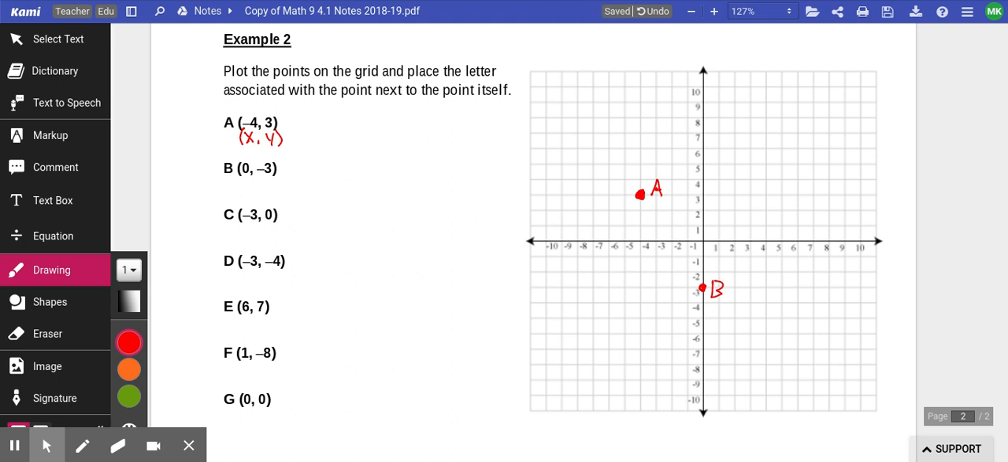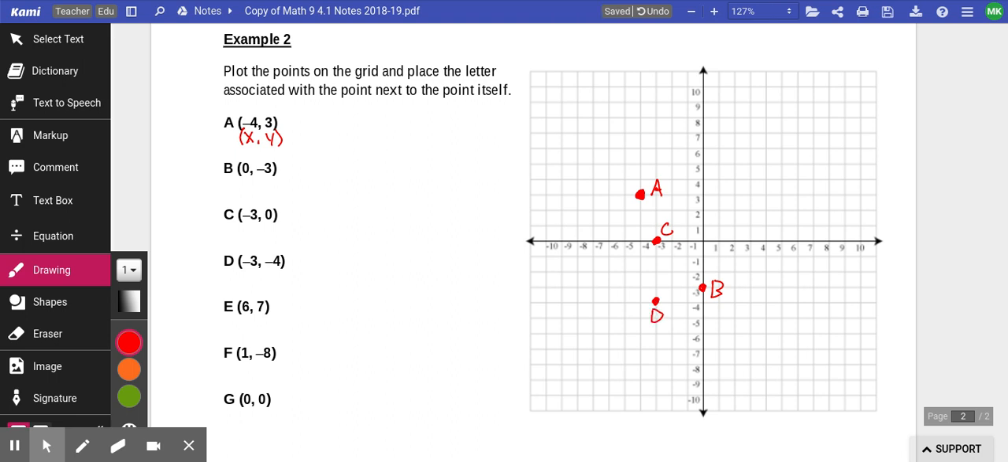Point C is negative 3, 0. So they've actually just flipped the numbers. That means I went negative 3 left and then didn't go up or down. So it would be over here. That would be point C. Point D is -3, -4. So that means I still went -3 to the left, but then I went down 4 from point C. So I'm actually over here. Point D.